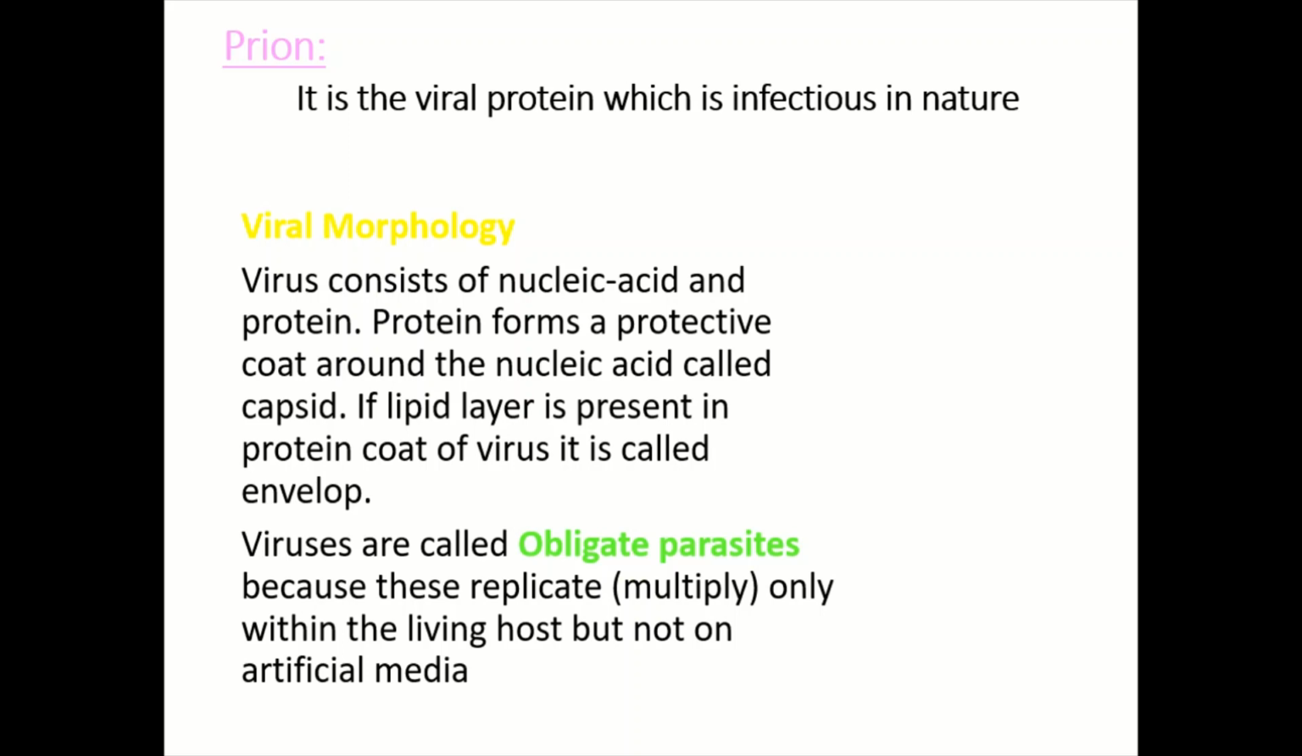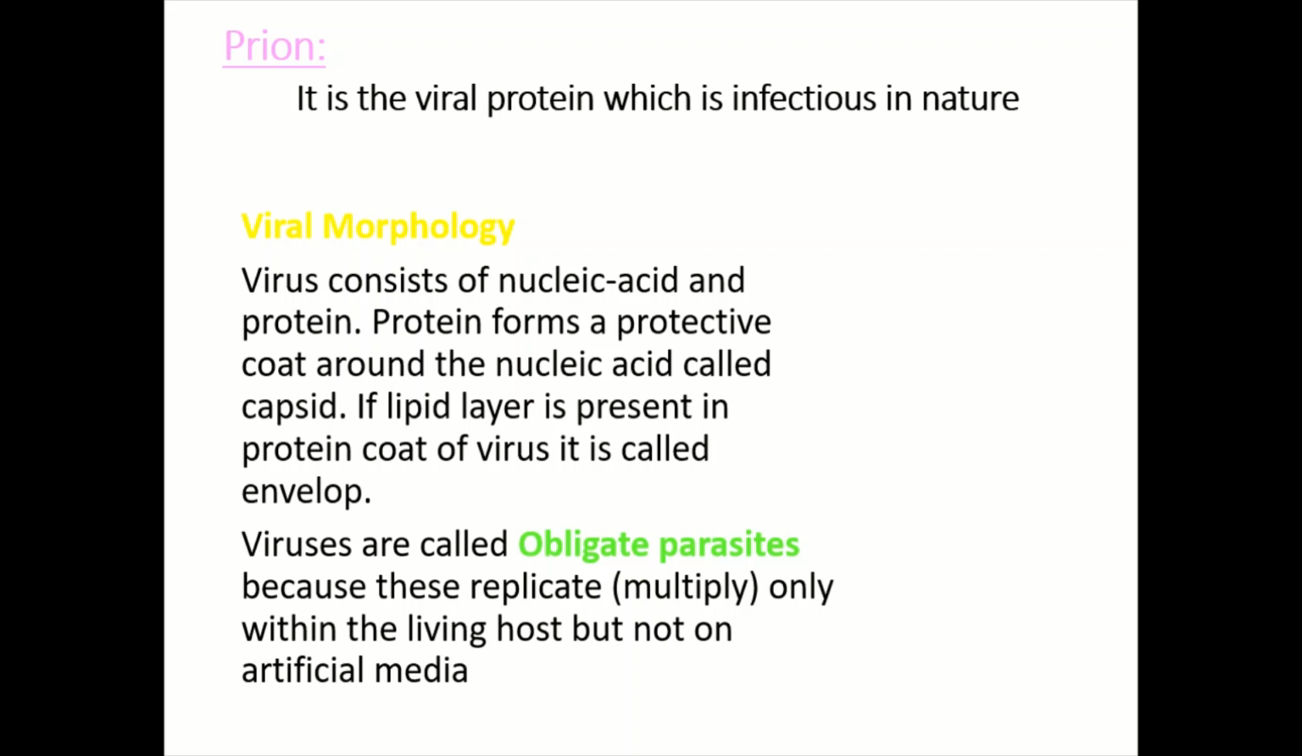The prions are different from virions. Prions are viral proteins which are infectious in nature. So if we look at the morphology of the viral particles, the virus consists of nucleic acid and protein. Protein forms a protective coat around the nucleic acid called capsid. If a lipid layer is present in the protein coat of the virus, it is called an envelope. So capsid is different from envelope. Capsid is only the protein, but if there is a lipid layer present in the protein coat, then that will be called envelope.